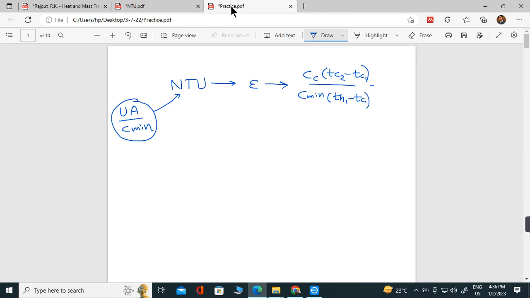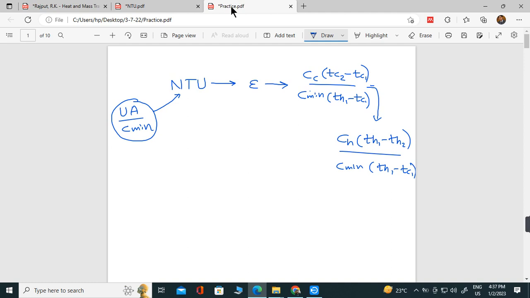Another formula of ours, I am writing it down here: CH (TH1 minus TH2) over C min (TH1 minus TC1). Now from this equation you will have to find out the temperature. This is our procedure, this is our base, and you will have to remember this base.